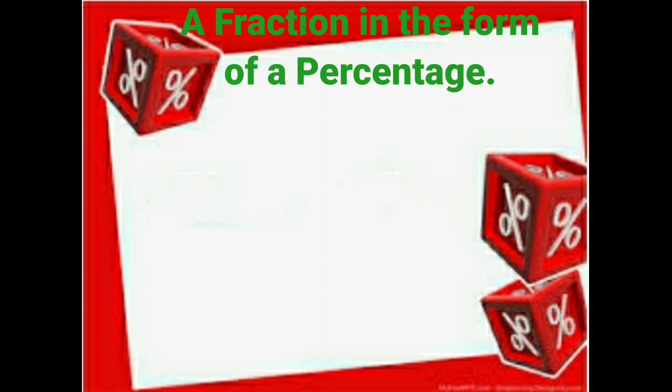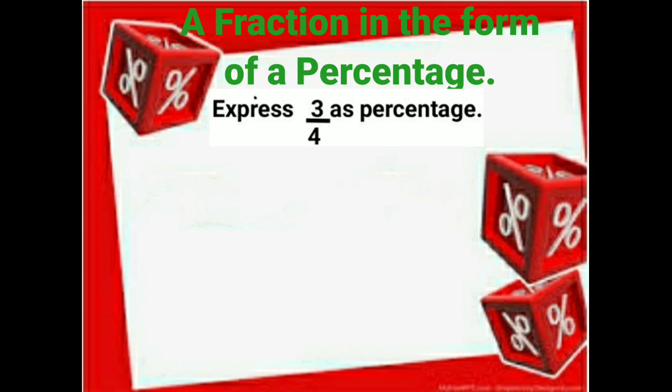Let's learn how to convert fraction into percentage. Example 1. Express 3 upon 4 as a percentage. To get the answer, we will be using the equivalent fraction method that you have learnt in Standard 5. Now to express a fraction as a percentage, we need to have 100 as its denominator. Thus, we multiply the fraction by a suitable number so as to make the denominator 100.